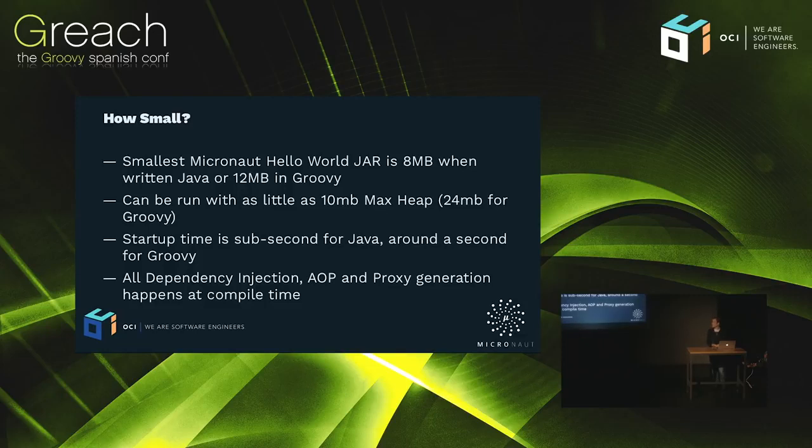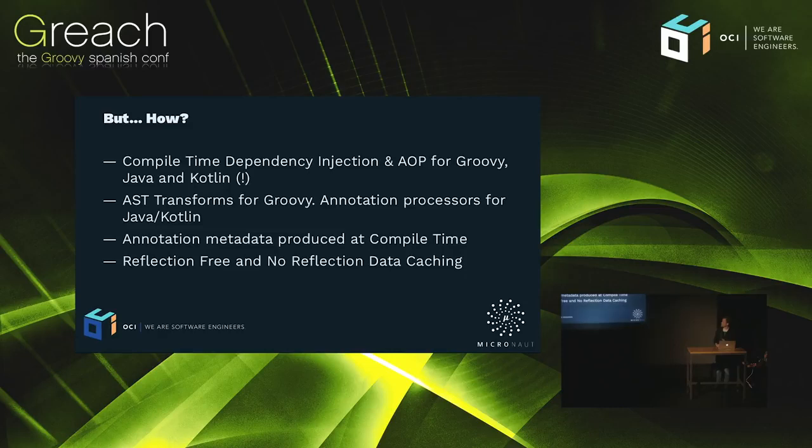Groovy, being a dynamic language, takes a little bit more memory, but still infinitely superior to either a Spring or a Grails application. Startup time is sub-second for Java, and around a second for Groovy. And that is linear. Obviously, that can increase slightly if you use backend persistence, but as I'll demonstrate in a minute, even with that, the startup time is blazing fast. All dependency injection, AOP, and proxy generation happens at compile time. Nothing is produced at runtime. There's no runtime reflection. There's no runtime metadata. It's all done at compile time.